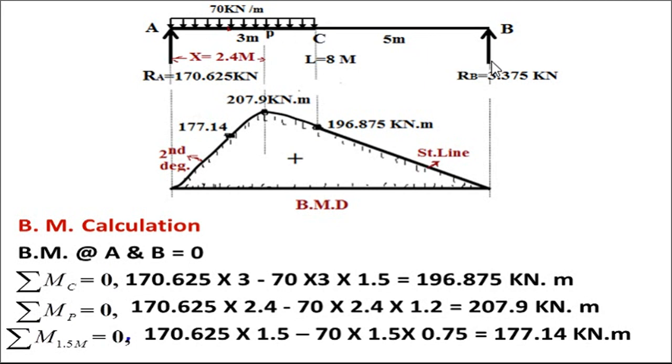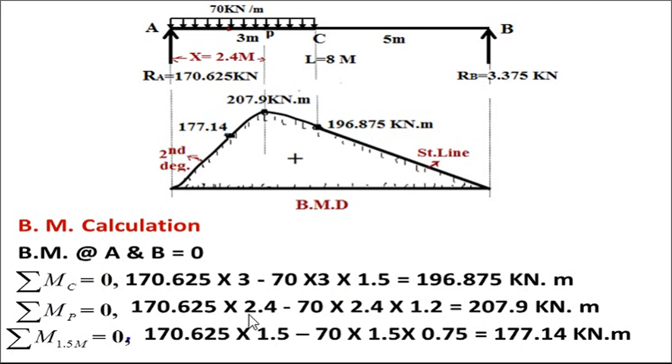Now take the moments. Moment at A and B will be 0 because they are simple support points. Now take moment about C first. C means what? This 3-meter point from support E. So what will be the moment? 170.625 is the upward reaction. Is 170.625 into 3. Minus 70 into 3 into 1.5. This will be the moment at point C. Same thing I have written here. 196.875.